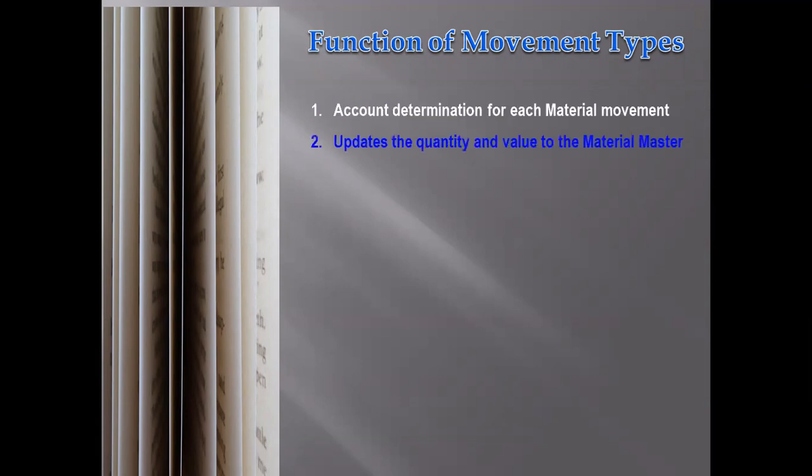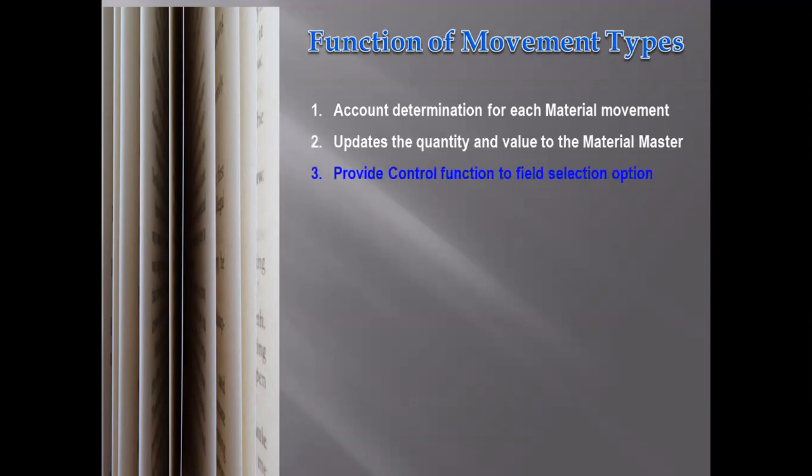Second, it updates the quantity and value to the material master. Third, it provides the control function for field selection options. What is control? Control means which fields are there, and there are a lot of things inside. You can even create a new field in any of the transactions without ABAP help. That is also possible from this. We'll see that later.